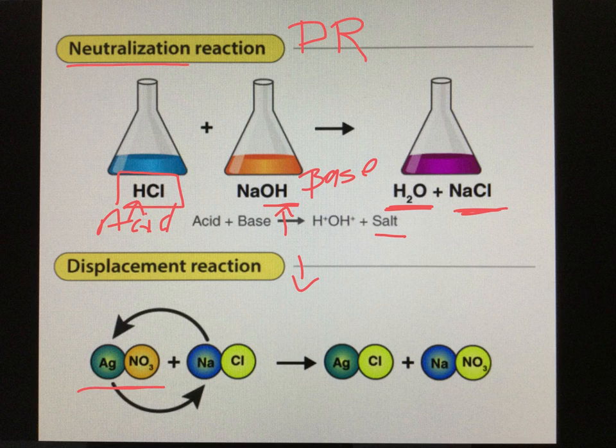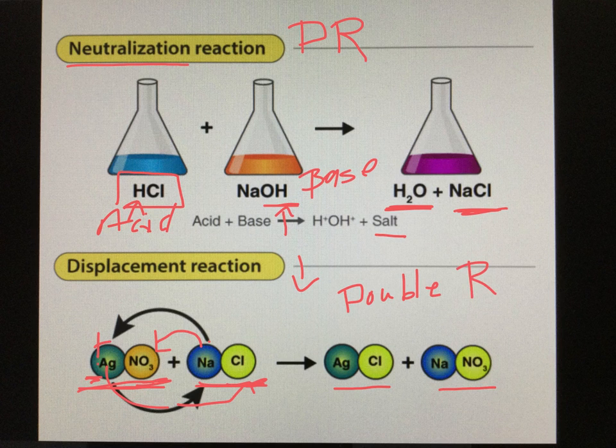Okay, so now let's look at this bottom one. Here I have a compound, silver nitrate, and I have another compound, sodium chloride. This positive is going to go with this negative, and this positive is going to go with this negative. So sodium's a positive, nitrate is a negative, silver's a positive, chlorine is a negative. So now you have silver and chlorine and sodium and nitrate. You see how they switched partners? This is a double replacement reaction.